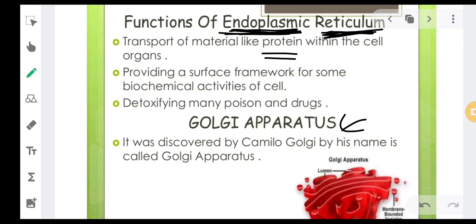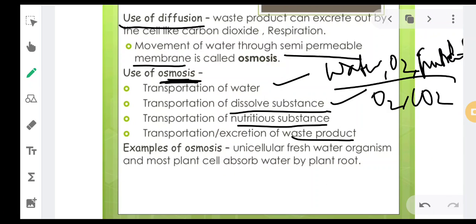The part which takes part in removing these harmful chemicals is nothing but the endoplasmic reticulum. To remove these chemicals or any poisons which we take into our body, the endoplasmic reticulum does this job of removing any poison and drugs from our body. That is very essential. So this was regarding endoplasmic reticulum. These are the various functions of endoplasmic reticulum.